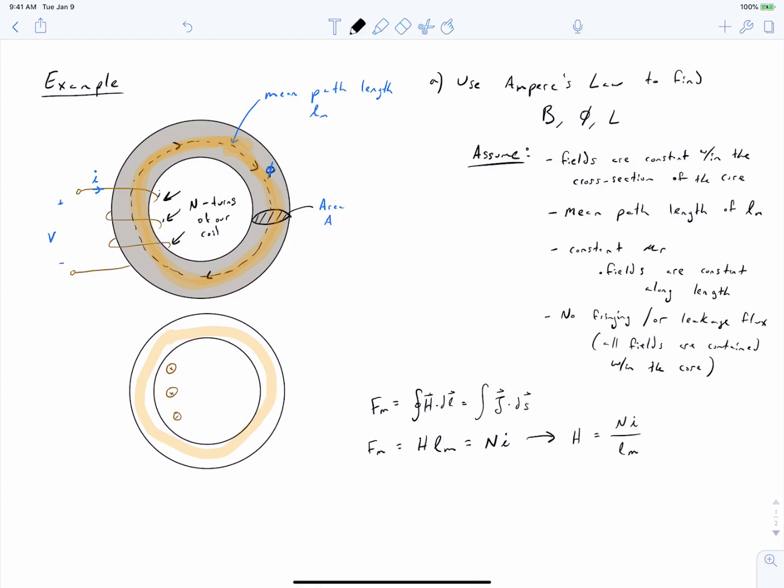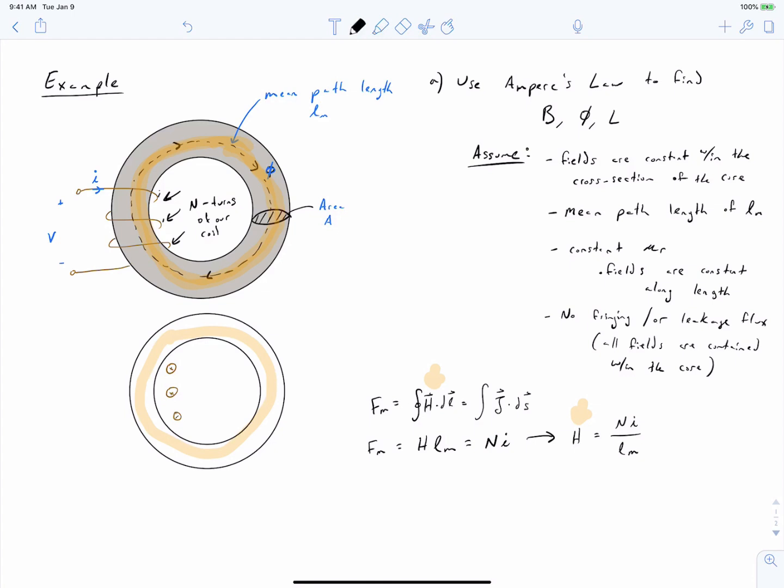So I want you to notice, I'm no longer indicating that H is a vector. H was a vector here, but here H is not a vector. And the reason for this is that H dropped out of this integral up here because we assumed that it's constant at all points in the core. So we're now talking about it being a magnitude. But it does also have direction associated with it. It was constant at all points in the core along the direction of dl.